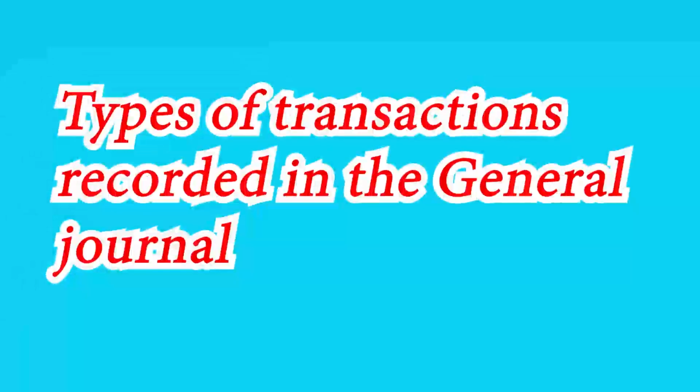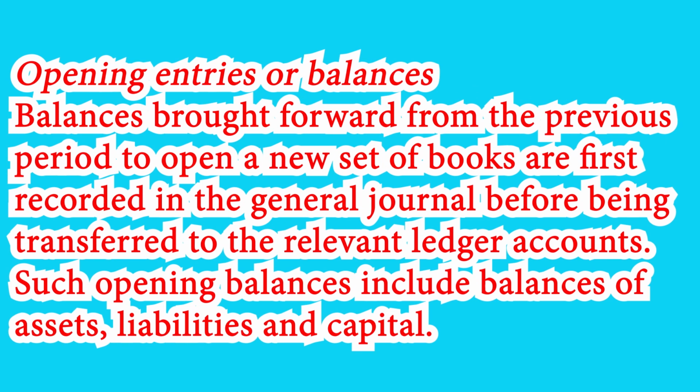Types of transactions recorded in the general journal. So we're going to start by looking at opening entries or balances. Balances brought forward from the previous period to open a new set of books are first recorded in the general journal before being transferred to the relevant ledger accounts. Such opening balances include balances of assets, liabilities, and capital.